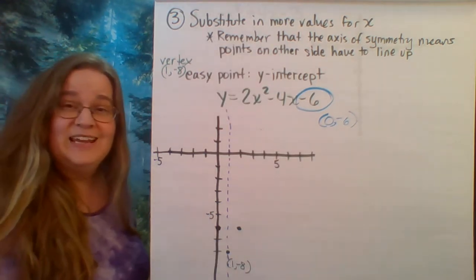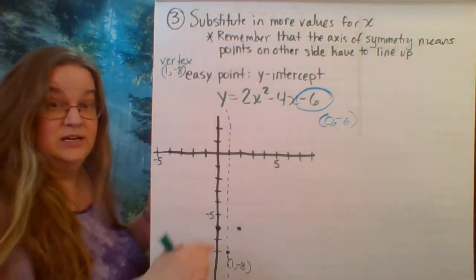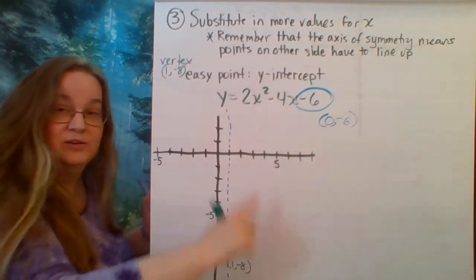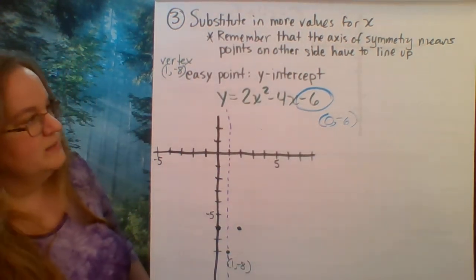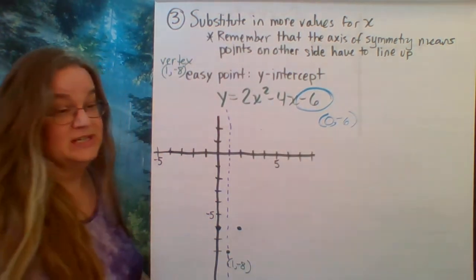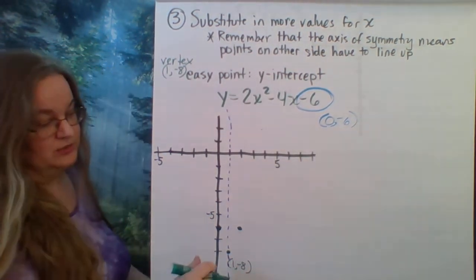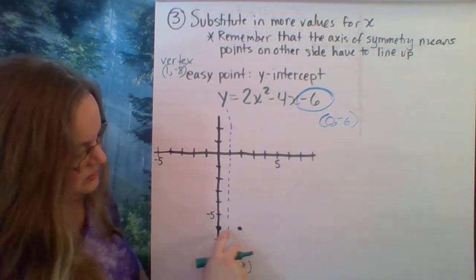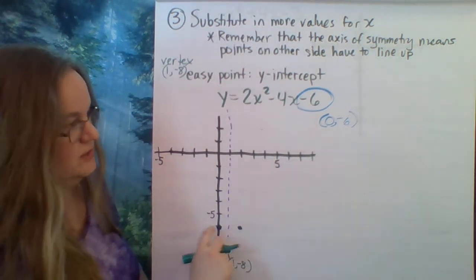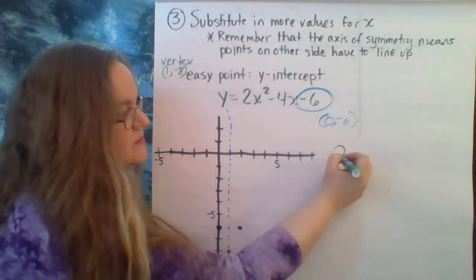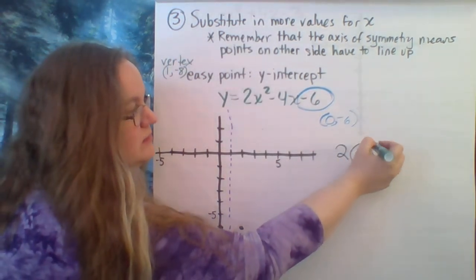When I'm graphing by hand, I really need another point in order to get a really good graph going. So I want to do that. Let's just pick another value to substitute. Well, I can either do -1 or I could do 3, which would make sense. So let's try -1.